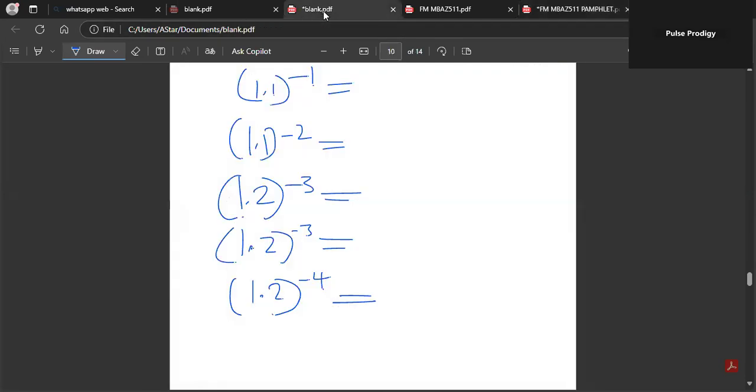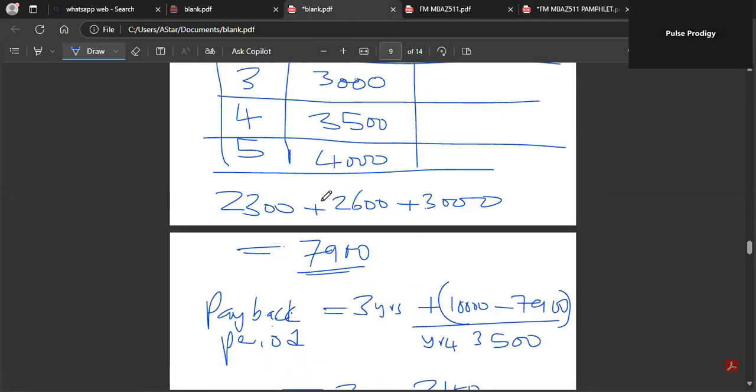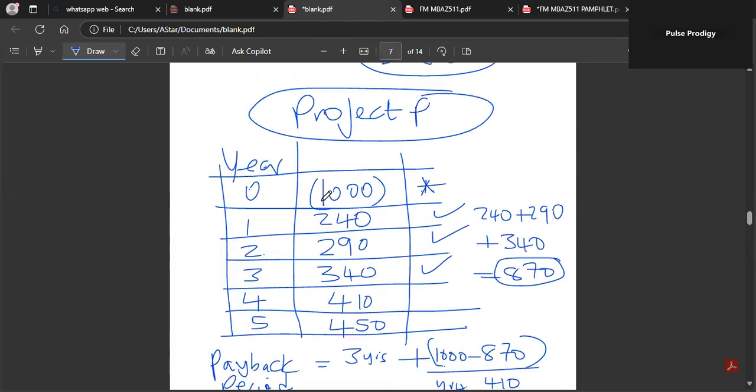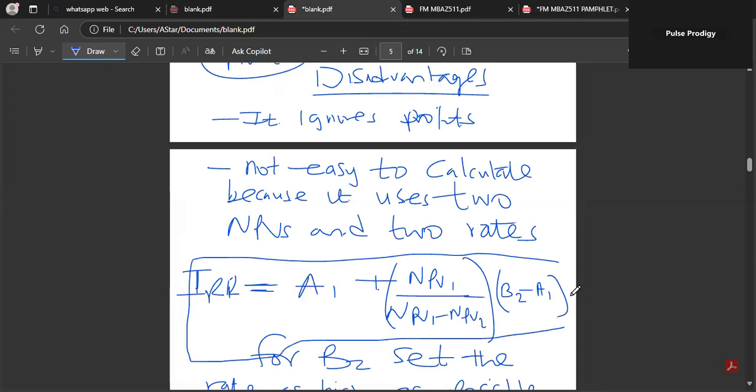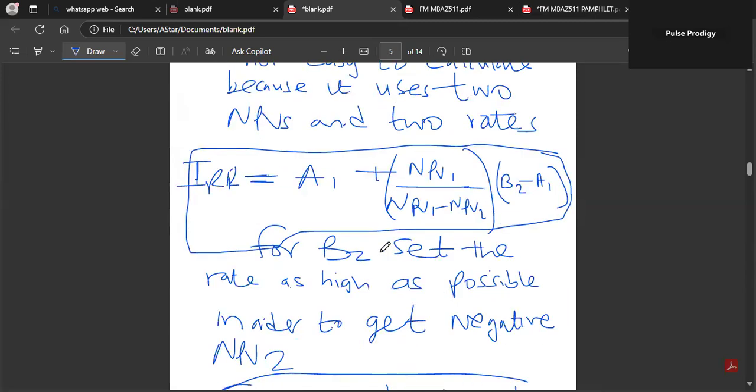If you see what I explained earlier, I mentioned that the formula for the internal rate of return uses two rates. The first rate, A, is the original rate that they give you in the question. In this case, we have the 10%. That is the initial rate.